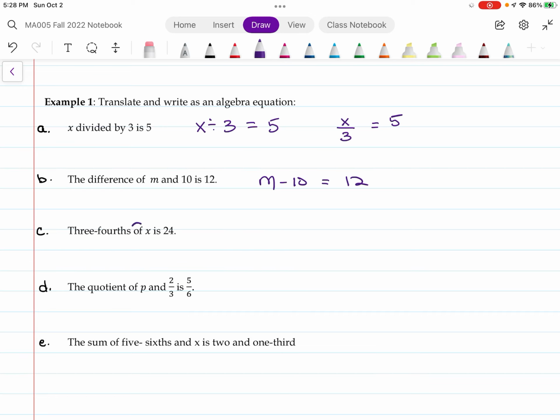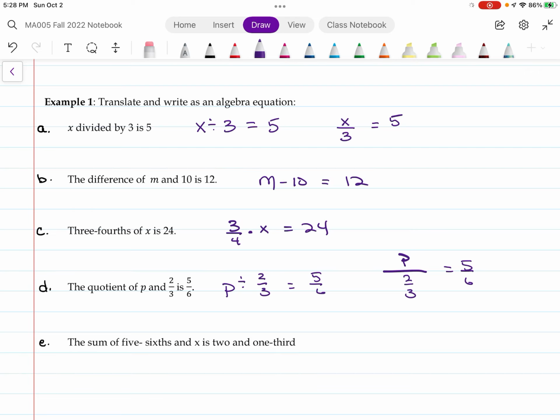3/4 of, so remember, of means times. So we've got 3/4 of x is 24. The quotient of p and 2/3 is 5/6. Another way to write that, of course, would be p over 2/3 is 5/6.